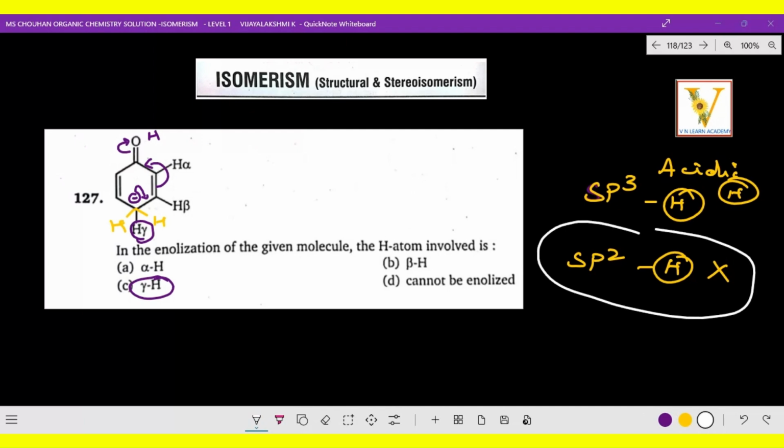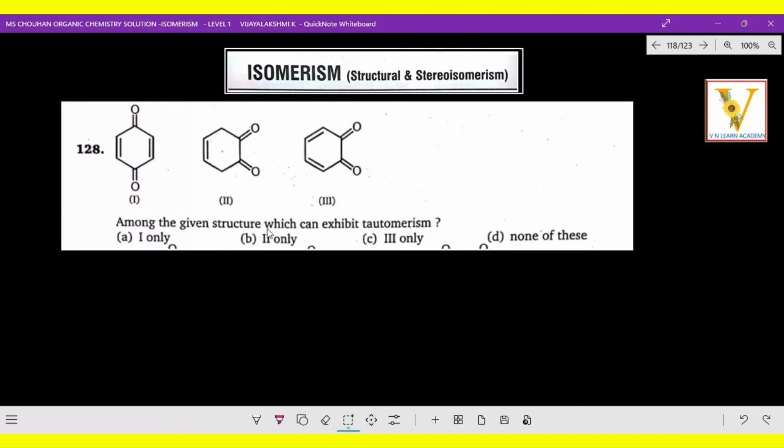Come on, let's go to the next question. Among the given structures, which can exhibit tautomerization, that is tautomerism? Here sp2 carbons are available on both sides. Of course the keto group is there, but there is no alpha hydrogen. Only sp2 carbon is available, which is not applicable for tautomerization, because there is no alpha hydrogen. The alpha hydrogen is what gets replaced by OH. So here acidic hydrogen is not available for tautomerization.